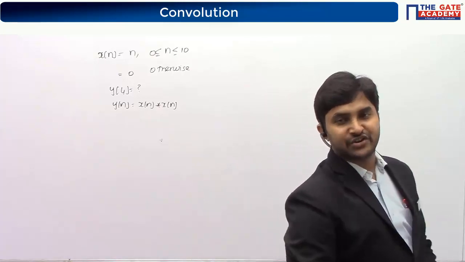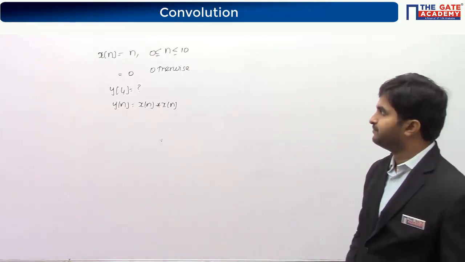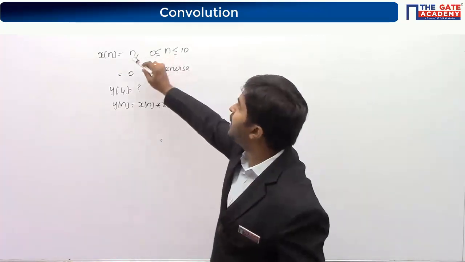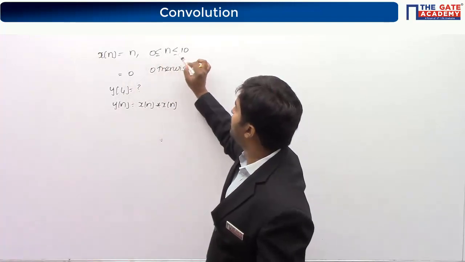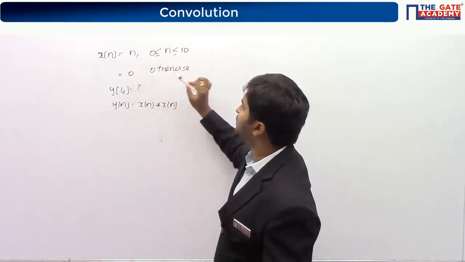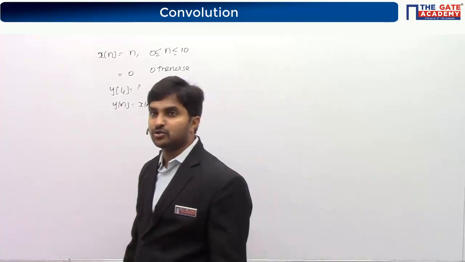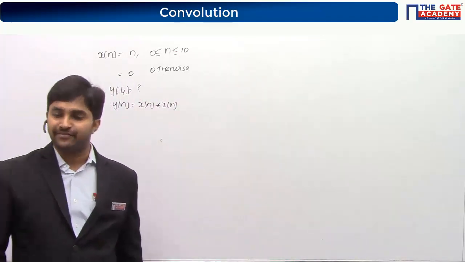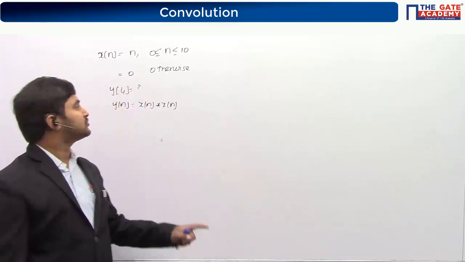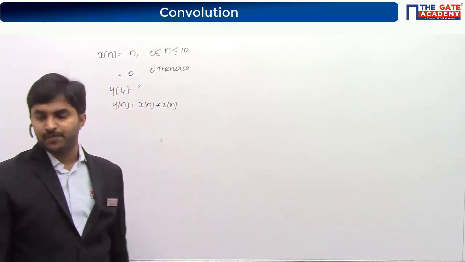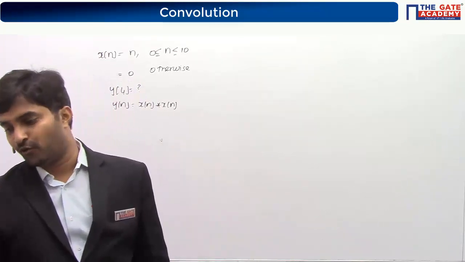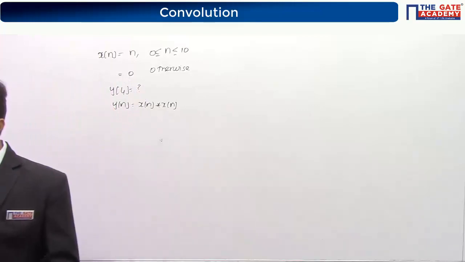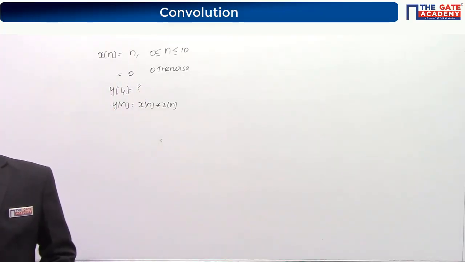We are given a discrete time signal x of n, whose value is equal to n for n between 0 and 10, and it is equal to 0 otherwise. What is given in the question is that y of n is x of n convolved with itself, so y of n is going to be x of n convolved with x of n, and we have to find the value of y of 4. Please try using the tabular method.